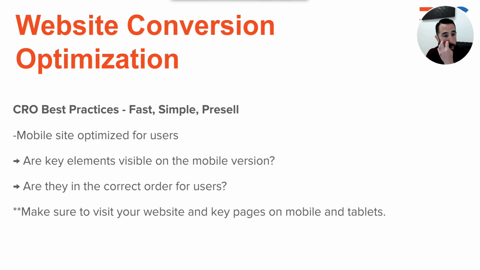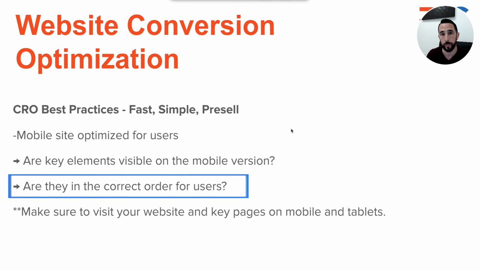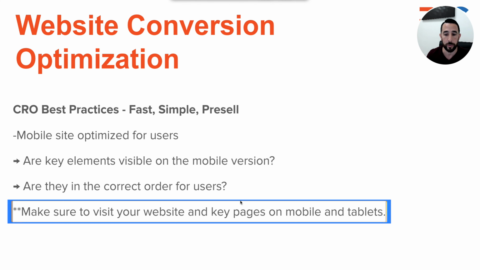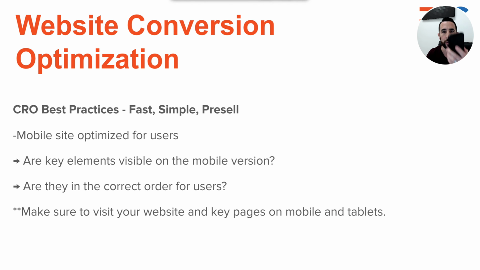We're going to talk about the mobile website. We're going to jump into an example here in just a minute. We want to make sure that the page doesn't switch on you. We want to make sure that key elements are visible on mobile, and that they're in the correct order for users, okay? Basically, visit your website on a mobile phone, on a tablet, on different devices, in the tall version, look at it sideways, things like that, just to make sure you know how your website is appearing.